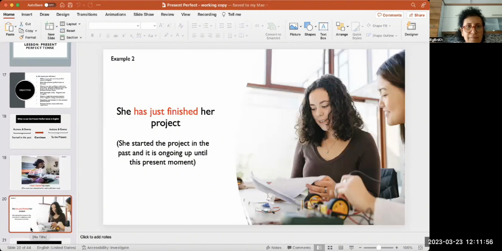Now this is another example of a present perfect when something has just finished. She has just finished her project. She started the project in the past and it is ongoing up until the present moment. So as long as it's in the present moment, it becomes the present perfect, okay? Even though she's finished, she's just finished it.